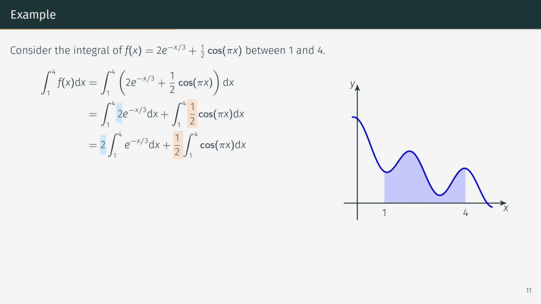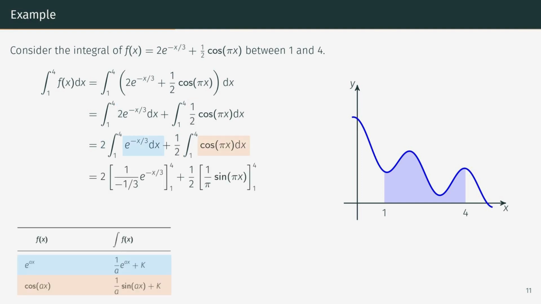We can now see that both integrals have a constant inside them. The first has a factor of 2, and the second has a factor of 1/2. We know that we can apply the linearity property again to remove the constants from the integration. So it becomes 2 times the integral of e to the negative x over 3 dx from 1 to 4 plus 1/2 times the integral of the cosine of pi x dx from 1 to 4.